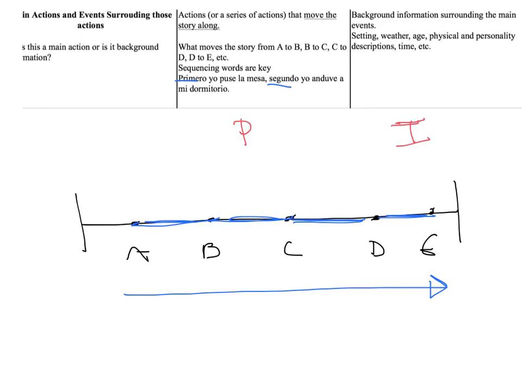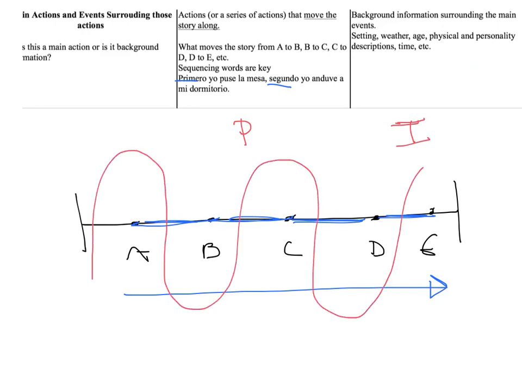So things like setting and weather and age and physical and personality descriptions, time, etc. All that background information that surrounds the main events is the imperfect tense. So all of this extra information that doesn't quite fit on the timeline is going to be the imperfect tense. Maybe what the weather was and how old somebody was and what they looked like and what time it was and all that stuff is going to be the imperfect tense.